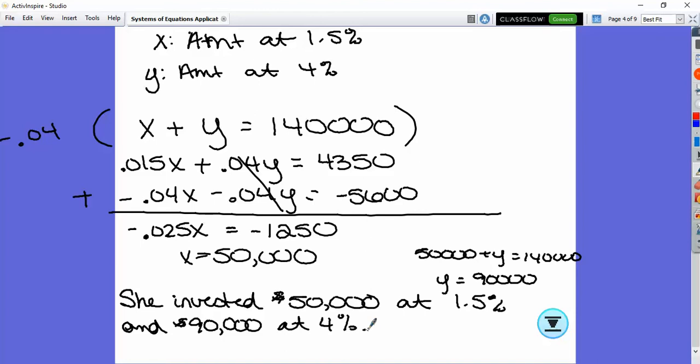I'd like to do at least one more word problem. The next two are very similar, so we'll work one of them, and if we need the second one, we'll do it.